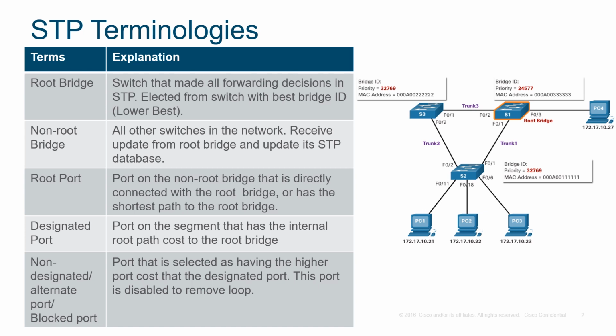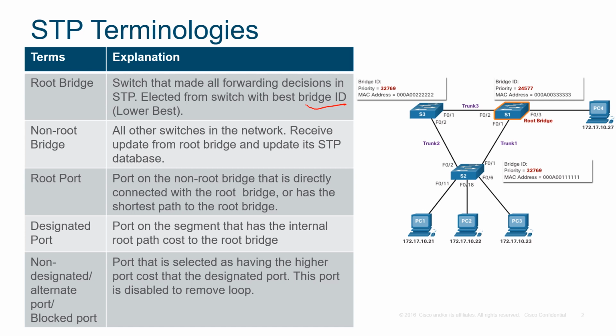What is the criteria of choosing the root bridge? Basically, they will compare the bridge ID. The bridge ID consists of two parts, which is the priority and the MAC address. First, it will look at the priority. If the priority of the switch is the lowest among all switches, that particular switch will be elected as root bridge. However, if all of the switches have the same priority, they will elect the root bridge based on the second criteria, which is the MAC address. They will choose the switch with the lowest MAC address.